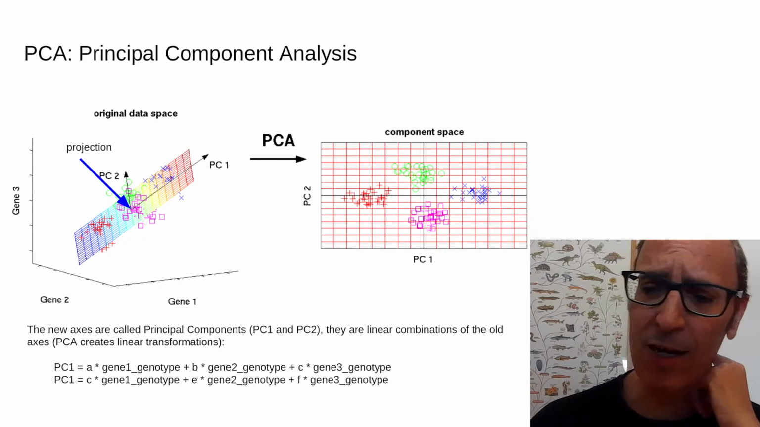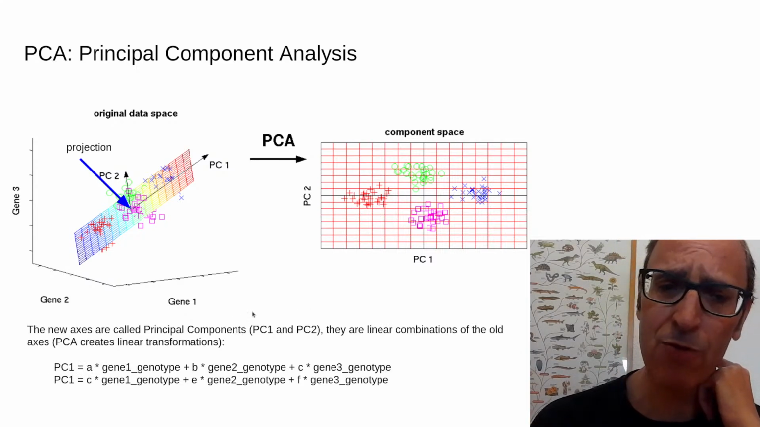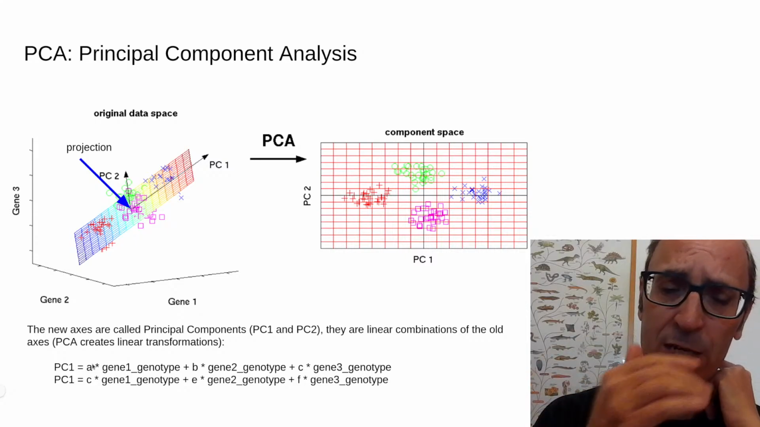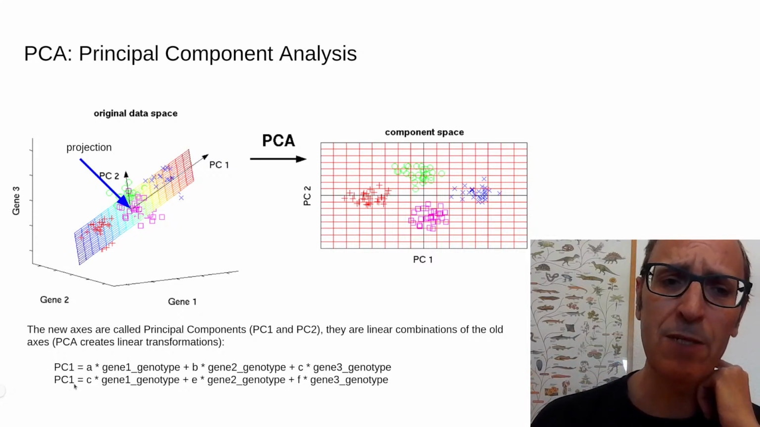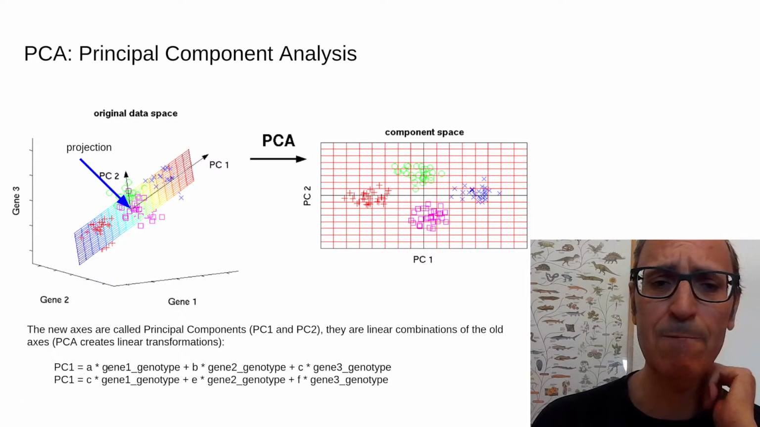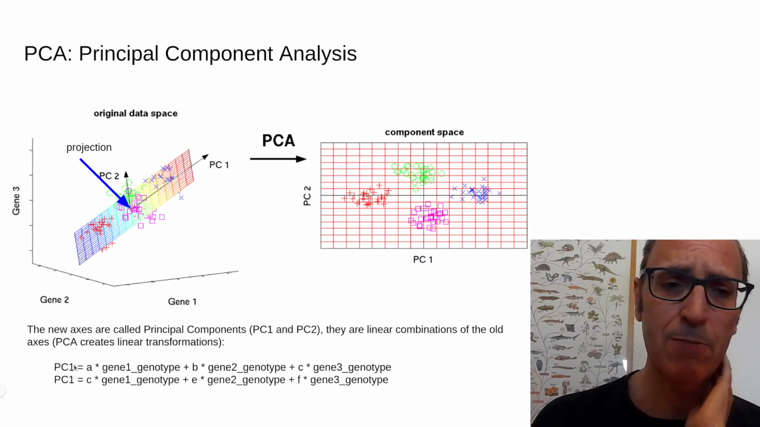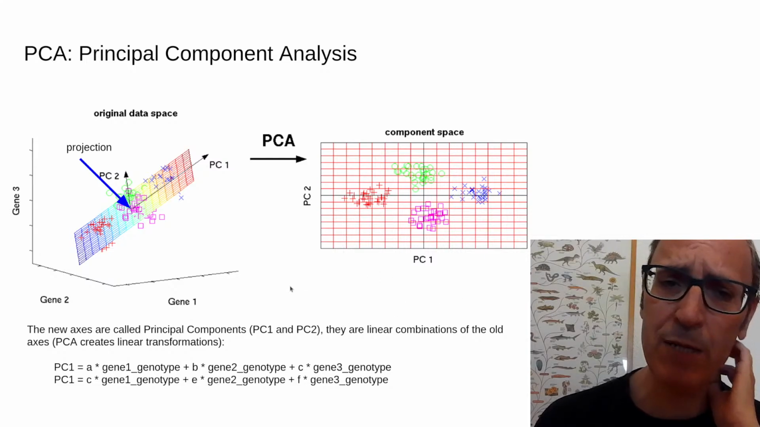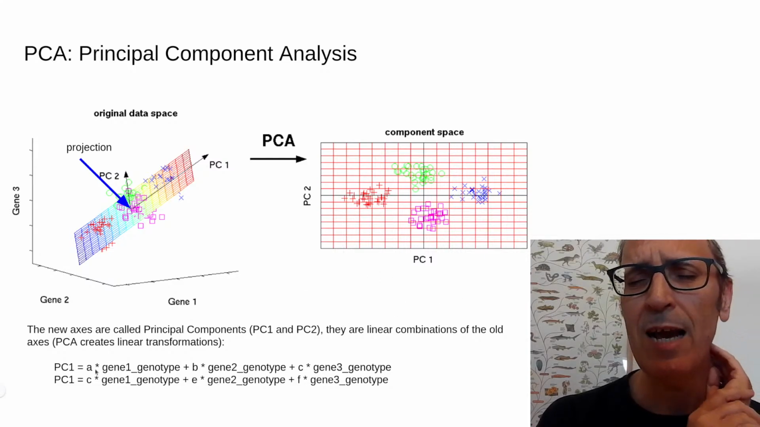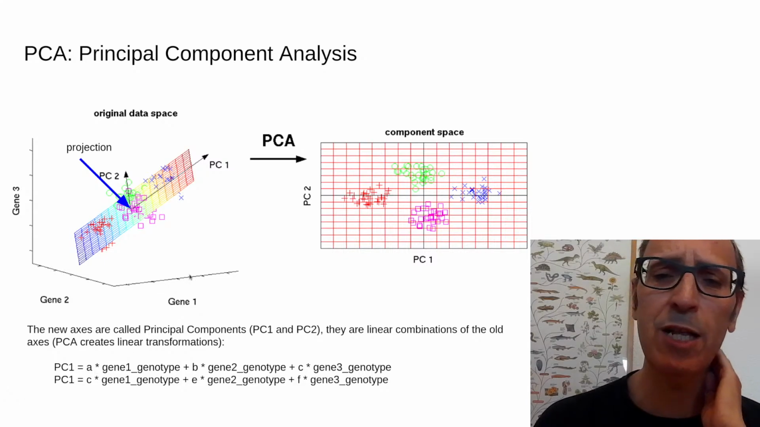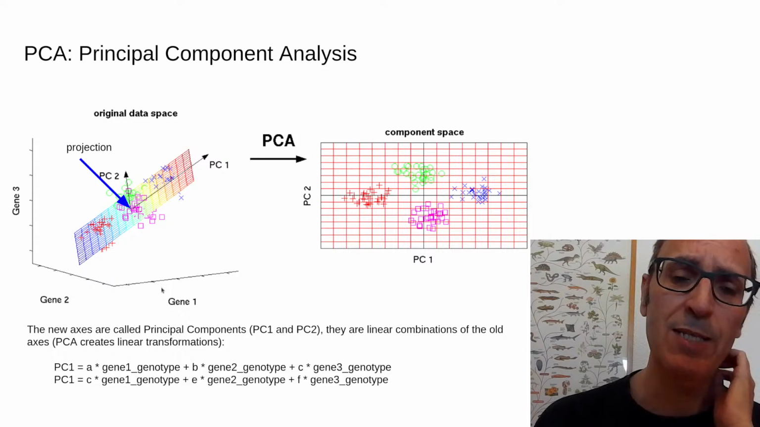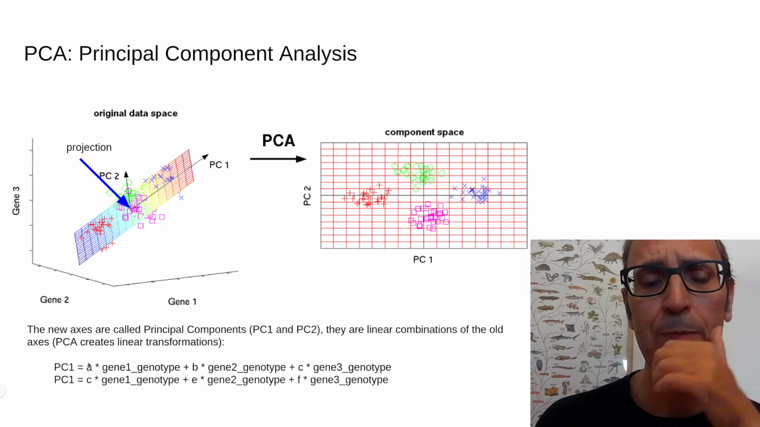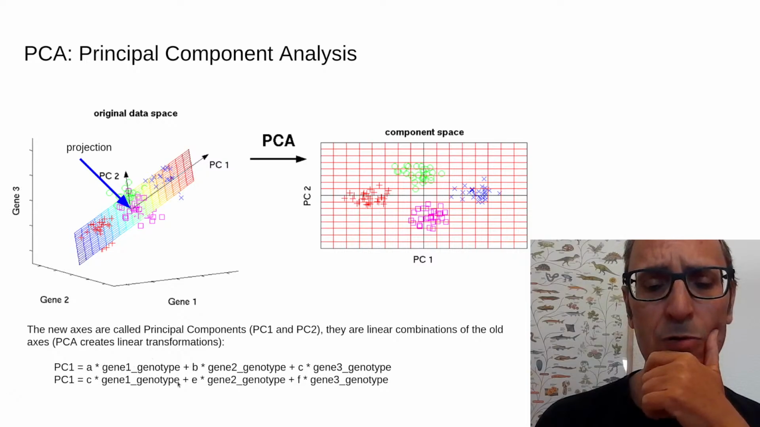How is it done? The final result will be these projections and also the principal components. There's a mistake in the slide. It's principal component 1 and principal component 2. The principal components are the axes of the new space, and they are a linear combination of the original axes. Okay, the original axes were the genotypes of our markers, so the new principal components in this case will be a linear combination of those genotypes.